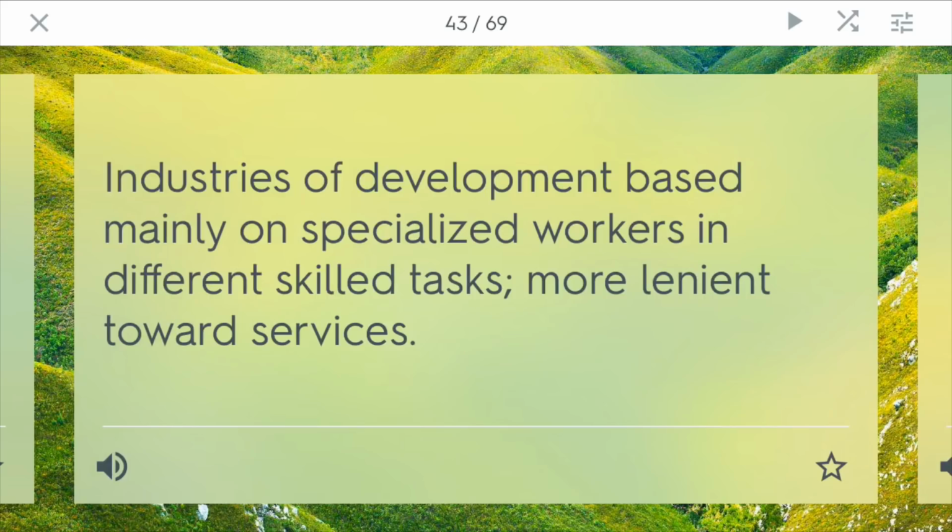This is industries of development based mainly on specialized workers in different skilled tasks, what we have today. This is more lenient towards a service-based economy, which is very prevalent.